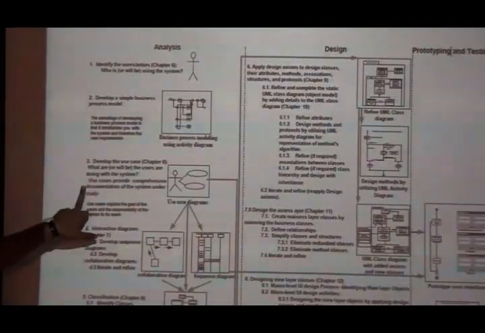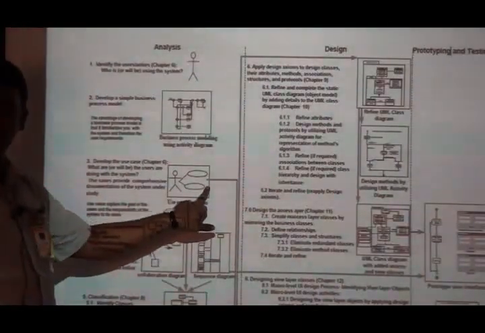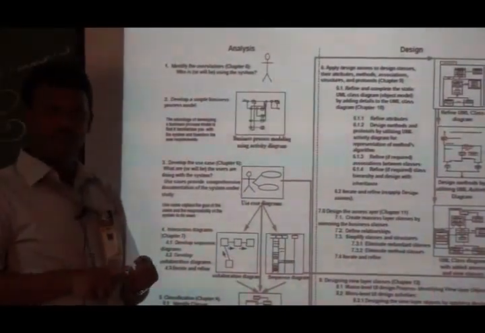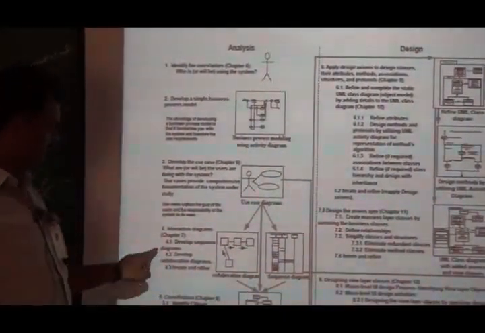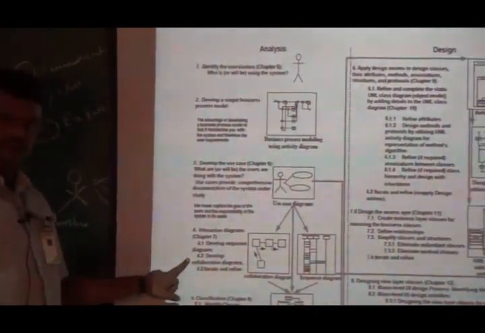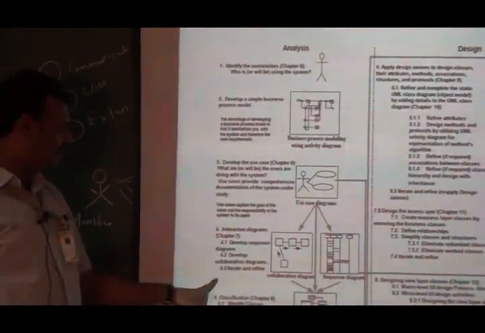What is the use case diagram? It's the communication between the actors and the use cases. What are the different types of relationships among the use case diagram? The first one is the communication, then uses relationship, and extends relationship. Then develop the interaction diagram. What do you mean by interaction diagram? There are two types of interaction diagram: the sequence diagram and the collaboration diagram.